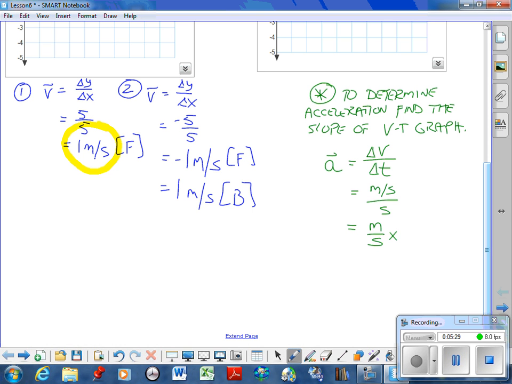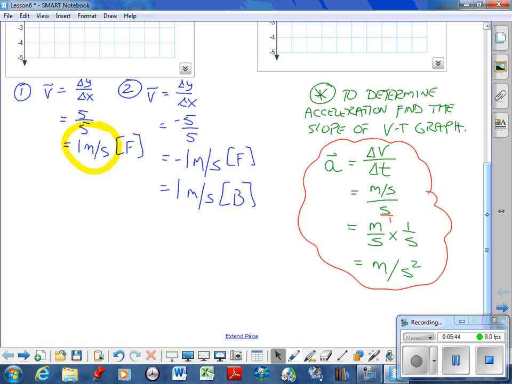I multiply by the reciprocal, so that'd be s over 1, becomes 1 over s. So I have meters per second squared. So there's my proof that the slope of a VT graph gives me acceleration.